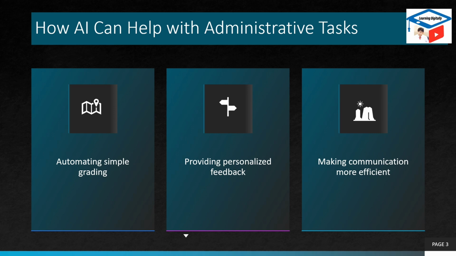Number two, providing personalized feedback. AI can provide personalized feedback to students based on their individual learning needs and performance. This can help students to understand their strengths and weaknesses and improve their learning outcomes. And number three is making communication more efficient. AI can help you respond to an email or create a newsletter or even a landing page for your classroom messages. This can save you hours of time and help you craft consistent, professional emails and other communication.